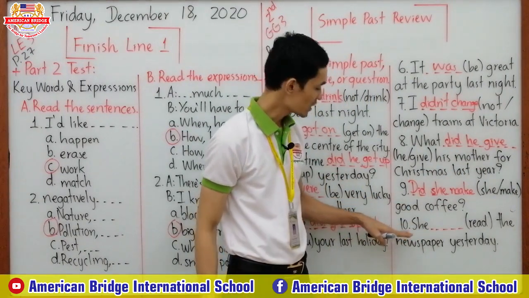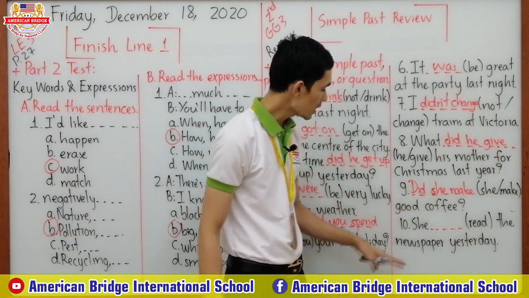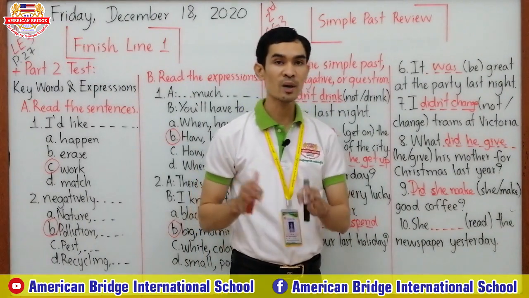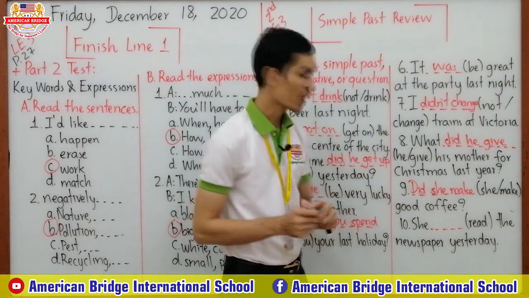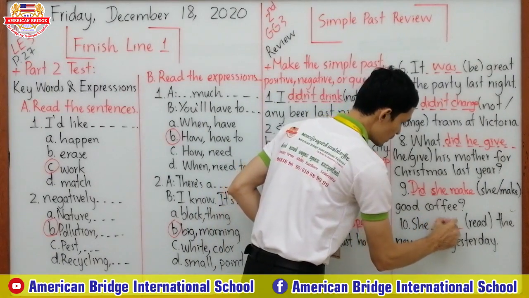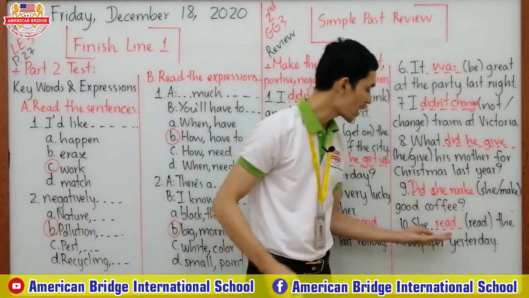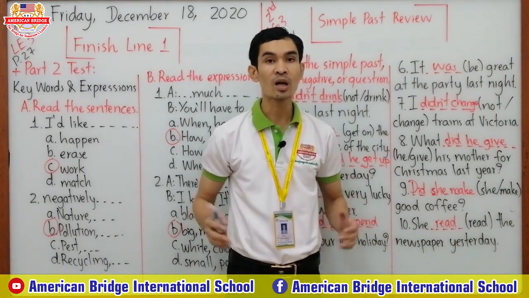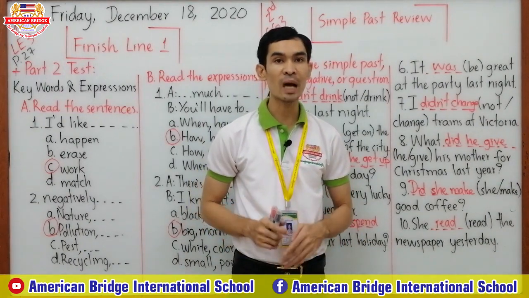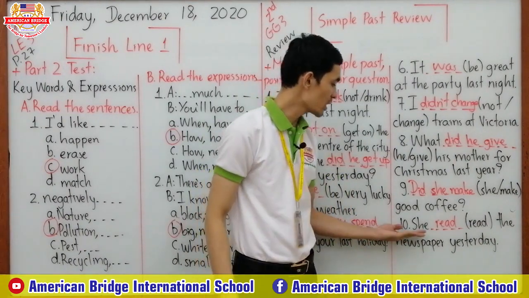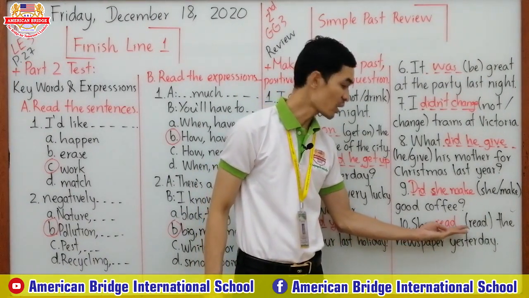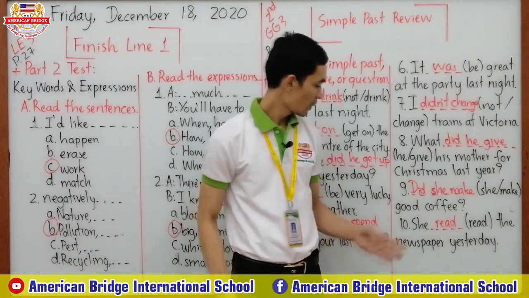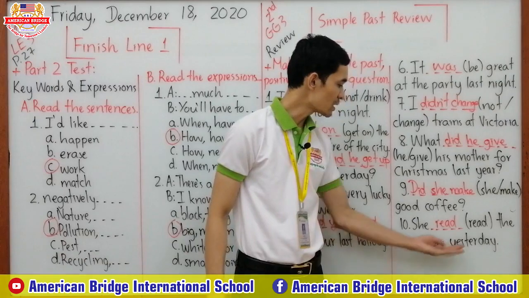The last one for today, everyone. She blank read the newspaper yesterday. So read is an irregular verb, right? So how do you change? Read changes to read. Even though we write it the same way, we pronounce it differently. In present we pronounce it one way, but in past we pronounce it differently. And one more thing, she read. We don't add s here because read here is simple past.